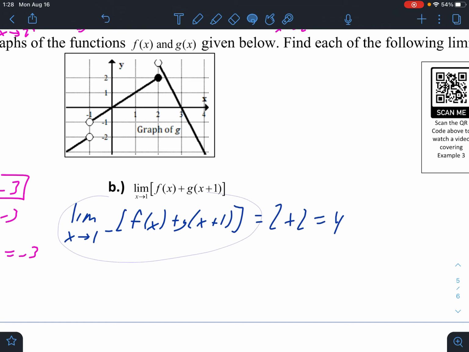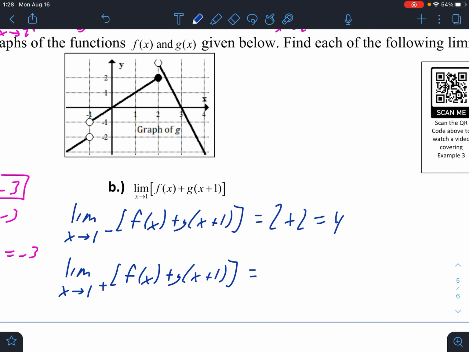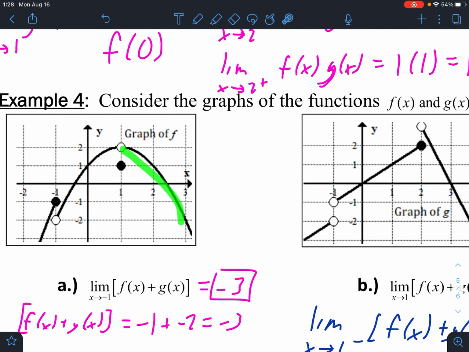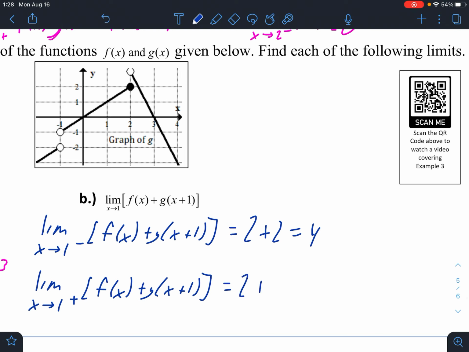Okay, now we need to see the right-hand limit and see if that's also 4. So for f, again, we're approaching 2 from the right-hand side. But for g, we're approaching 3. So that's 2 plus 3, which is 5. These limits do not agree, and therefore this does not exist.